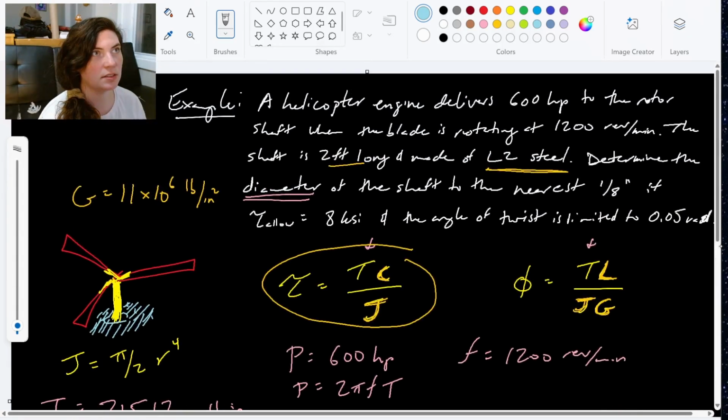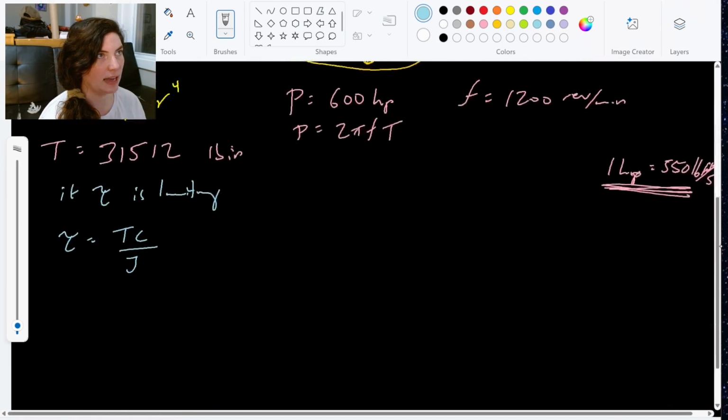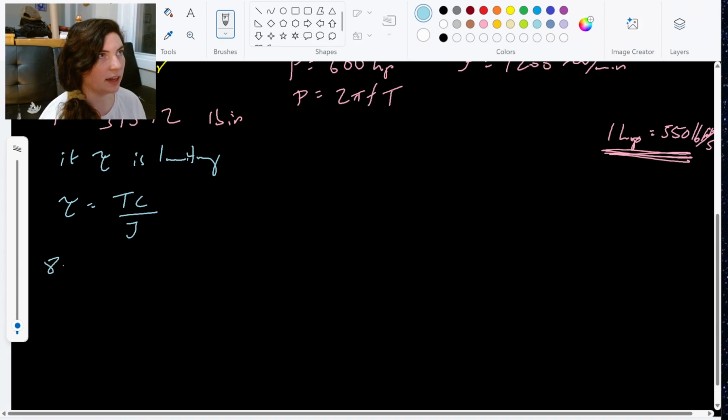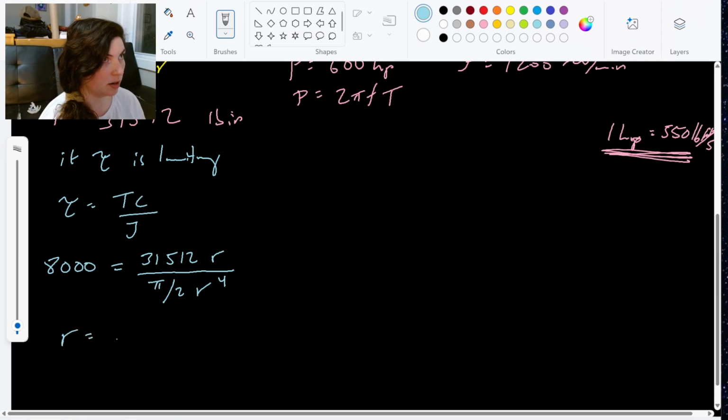And what was that? Allowable shear stress is 8 ksi. So 8 ksi, or if we convert it to pounds, 8,000 pounds per square inch, is going to be 31512, that's our torque, times the radius we're interested in, over pi over 2 r to the 4th. If I do a little bit of number rearranging here, I can get that my r cubed, I can take a cube root from simplifying this.